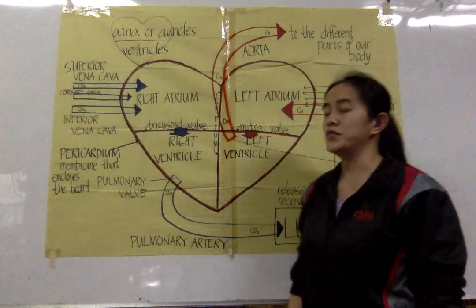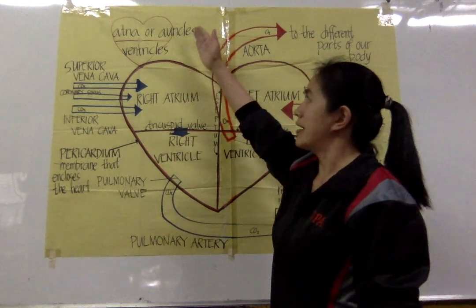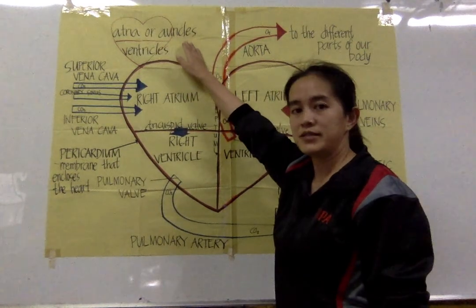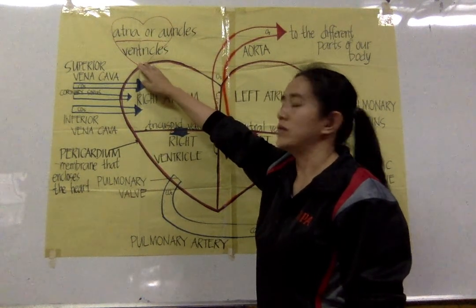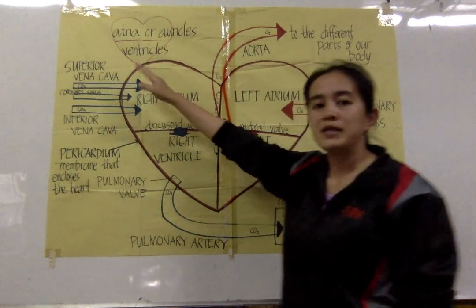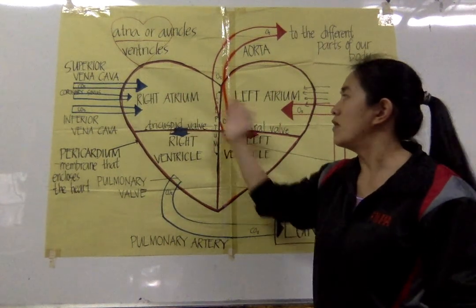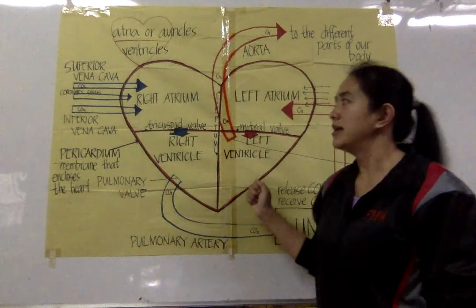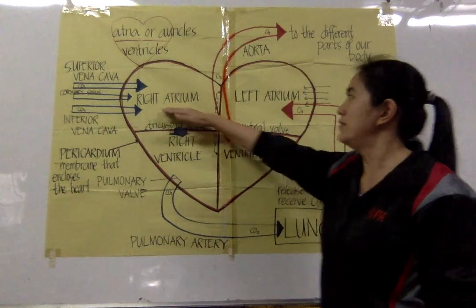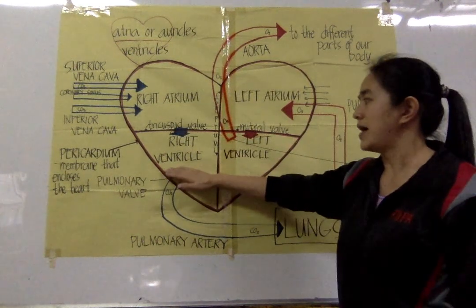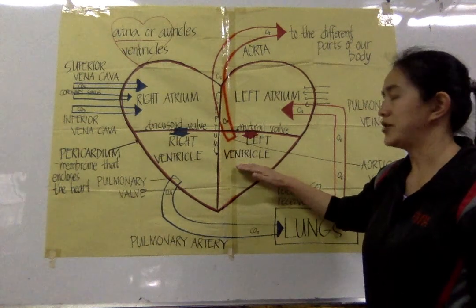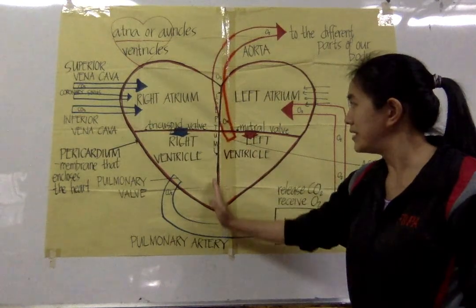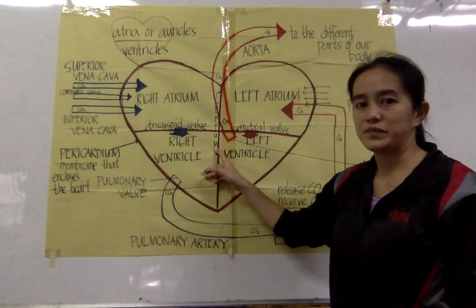Our heart has two main parts, the upper part and the lower part. The upper part is called the atria or auricles. The lower part is called ventricles. Divide them into right and left, and we now have 4 chambers. So our heart has 4 chambers. These are right atrium, left atrium, right ventricle, left ventricle. The right and left parts are divided by the septum.